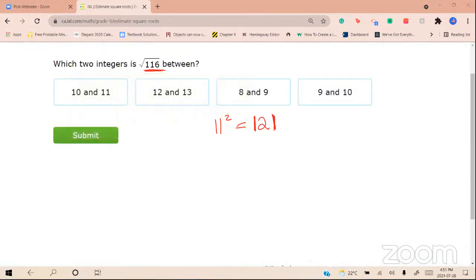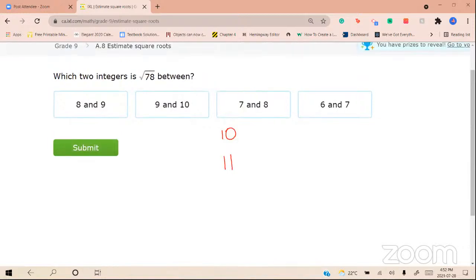Okay, let's try this one. Which two integers is the square root of 116 between? 10 and 11. 10 and 11, yeah, because 10 squared is 100 and 11 squared is 121. So yes, it's in between them. Now, which two integers is root 105 in between? Between 10 and 11. Very good.